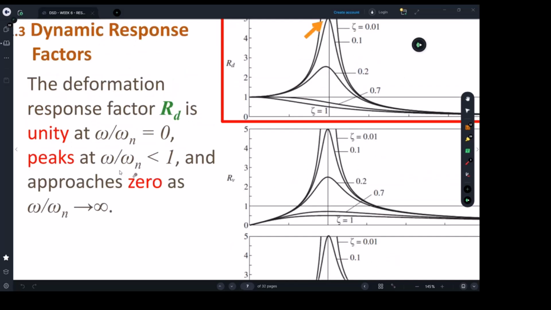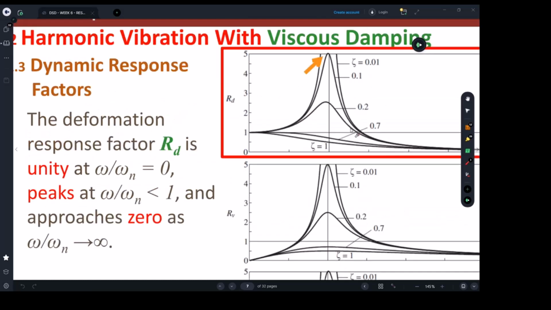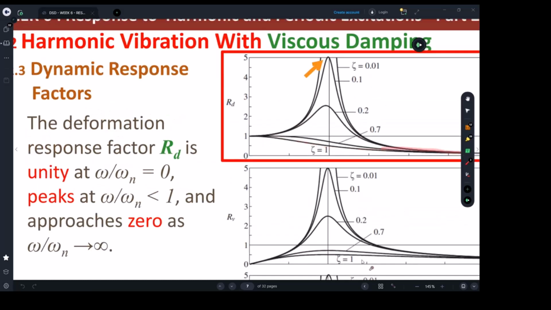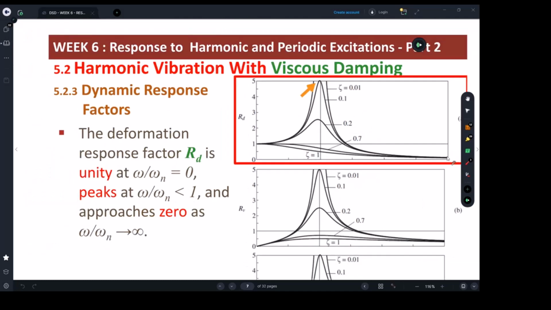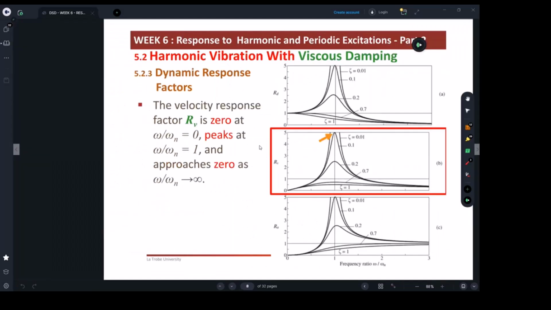Now, the RD value is approaching 0 towards the right. You can see here, that's where the frequency ratio is heading towards infinity. When the frequency ratio is heading towards infinity, the amplification for displacement will be kind of none. So you can always see there is no amplification. So that's the story behind what's happening with the displacement response factor.